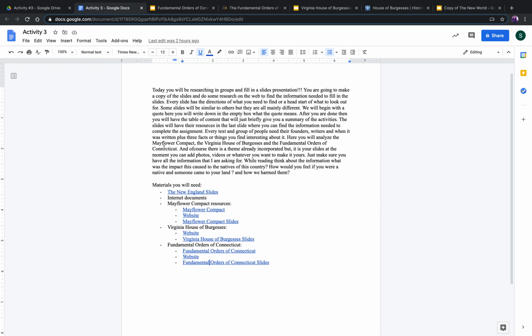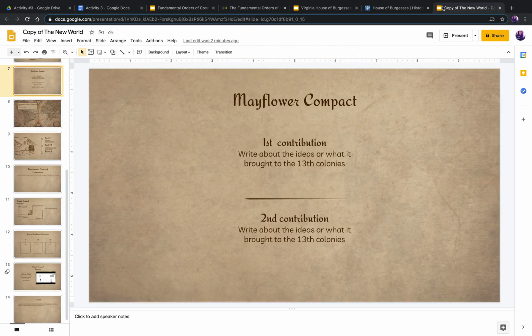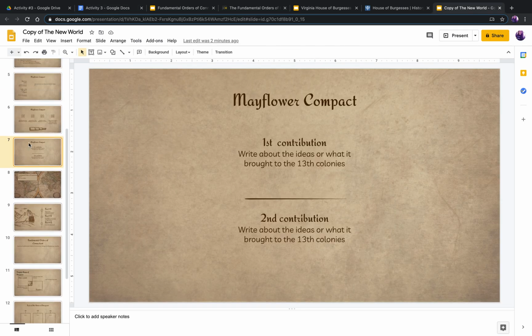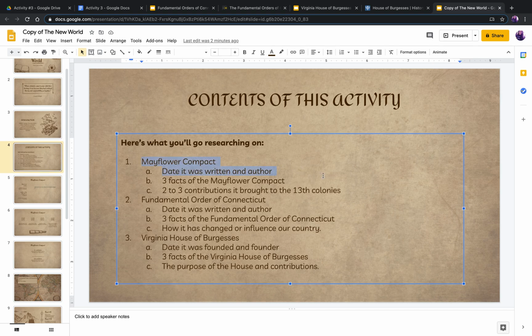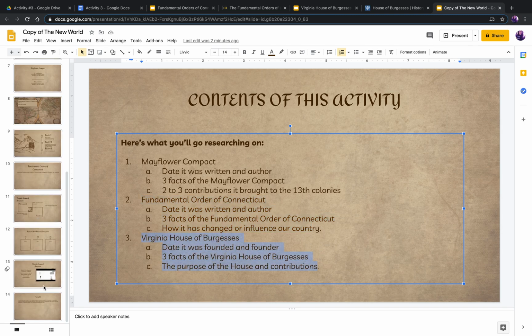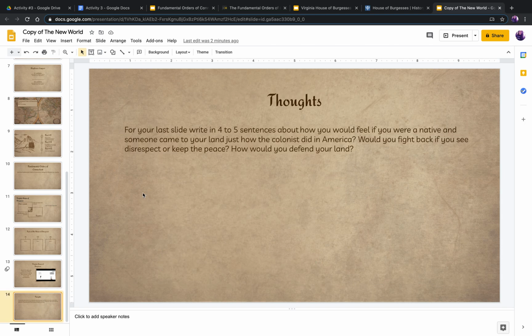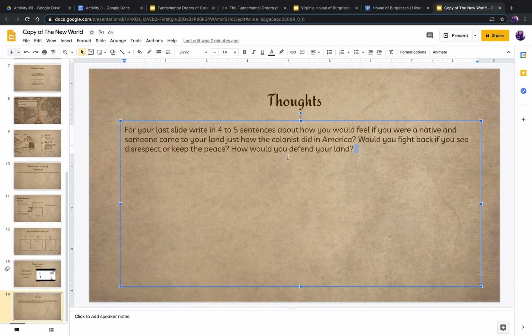You will be able to work in groups, 2 to 3 people in each group. If you are 3, then each one of you will have one thing: one will be in charge of the Mayflower Compact, the other will be the Fundamental Orders of Connecticut, and the other will be the Virginia House of Burgesses. But if it's 3 of you, then on this slide, you will all write the 4 to 5 sentences over these questions.